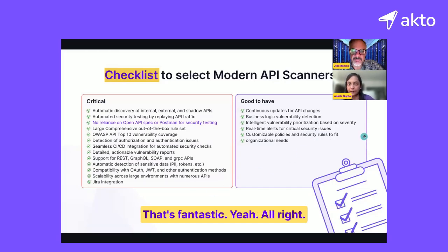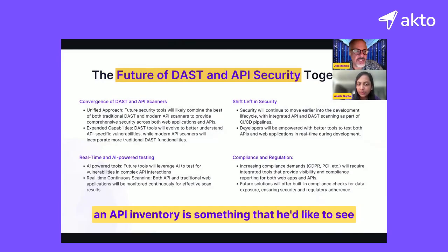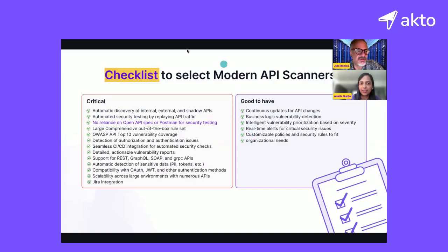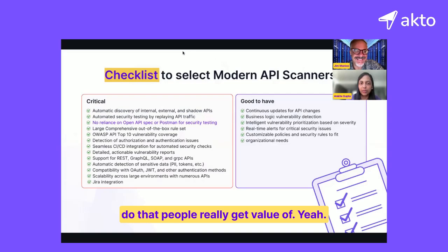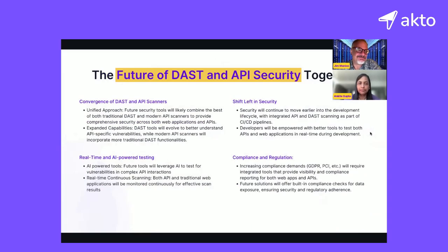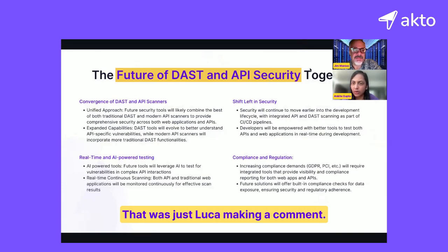That's fantastic. Yeah. All right. I do see some chats. Luca suggests that automatically constructing an API inventory is something he'd like to see on the list, something to look for that Akto does, but other scanners may not. Yeah, it's there, automatic discovery. Oh, it's number one. Number one, Luca. It's the number one thing that we do that people really get value out of. There is another question, I think. Yep, that was just Luca making a comment. Okay, so we're doing good. There are Q&As also. Maybe I'll answer after this.